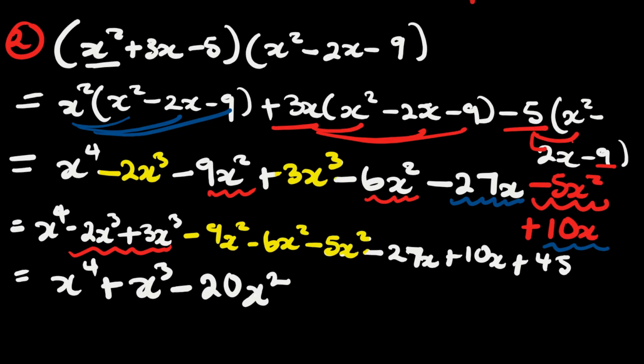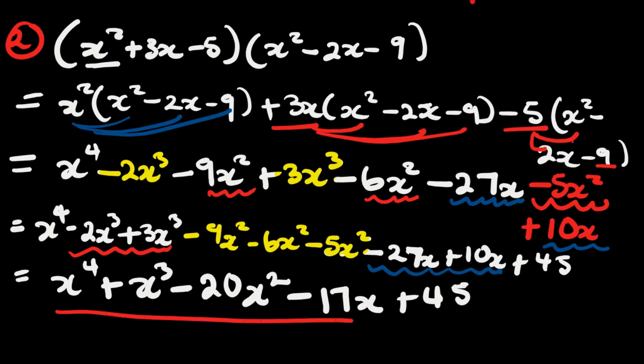Then now in this final part of like terms, it's negative 27x plus 10x. So the bigger sign is negative. Then 27 minus 10 is 17x. Then plus 45. And there's nothing more to be done. This makes our final answer. We can move to the final question.